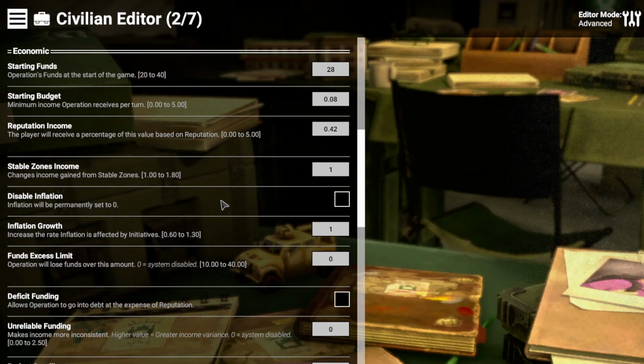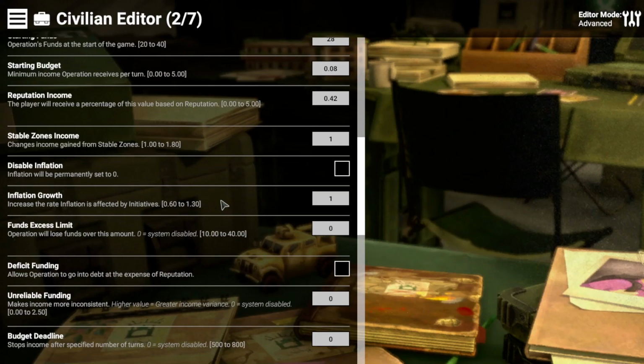Funds excess limit. Note that the more money you have, the faster it drains. Deficit funding. Note, the more debt, or the more money you're in the negatives, the more reputation loss you have. Martial law will not save you. Unreliable funding: higher value, more likely budget is randomized per month. For example, for 1 month you can get $30, while the next 5 months you get $1. Budget decline stops all future income, but external income is unaffected, such as warlords' blockades.